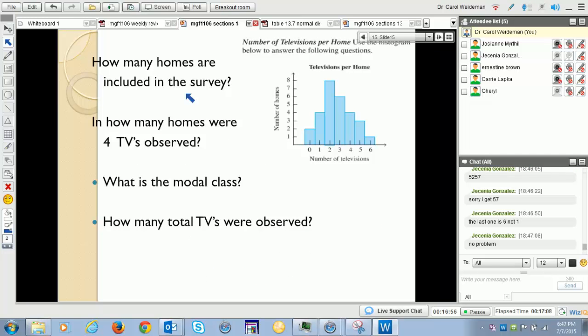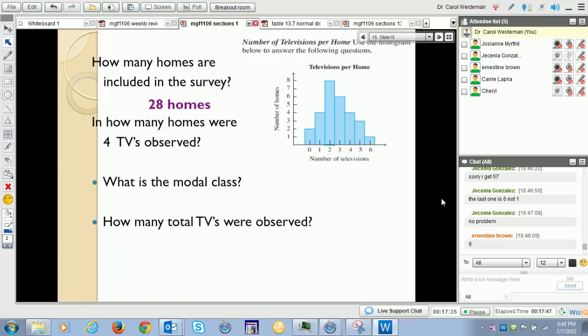Okay, here's one with TV sets. They asked people, how many TV sets do you have in your house? How many homes are included in the survey? So how many people answered the question? The way you're going to get that is from the height of the bars. So what do we have? 2 plus 4 is 6, and 8 is 14, 20, 24, 27. I think I have 28. This one's 28 homes. So if I add the total height of the bars together, I should come up with 28.